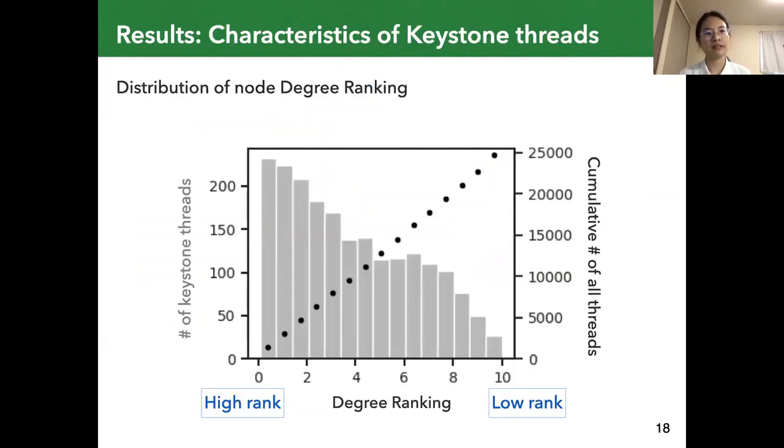This is the overall trend of node degree ranking. We found that keystone species tend to have high rankings in degree centrality, as shown in a blob plot in this figure. And we also found the same tendency in PageRank index and closeness centrality.